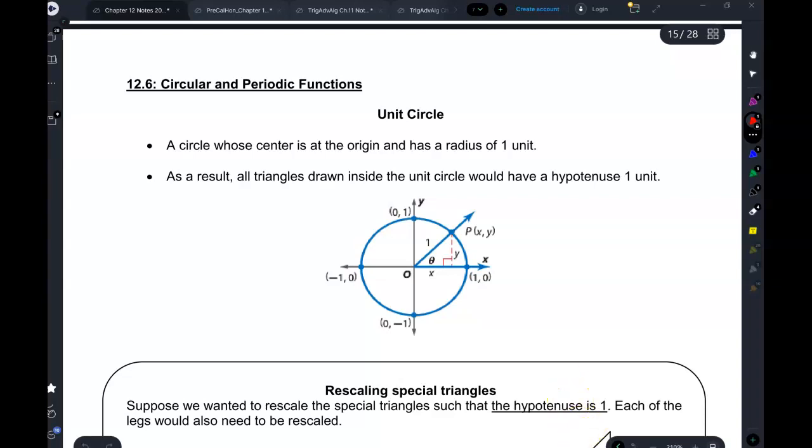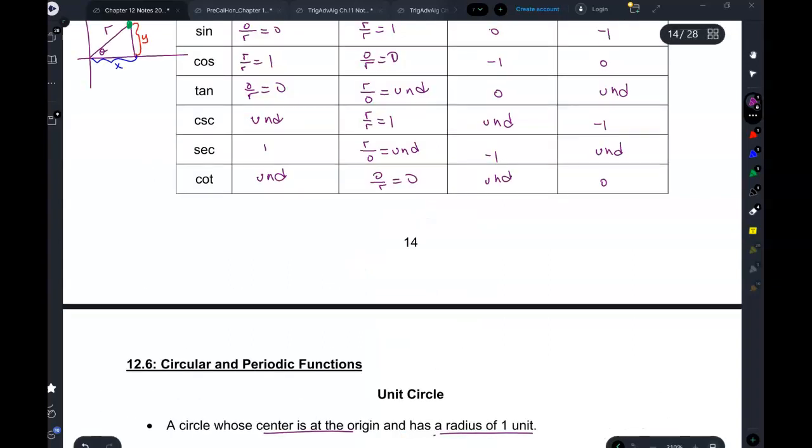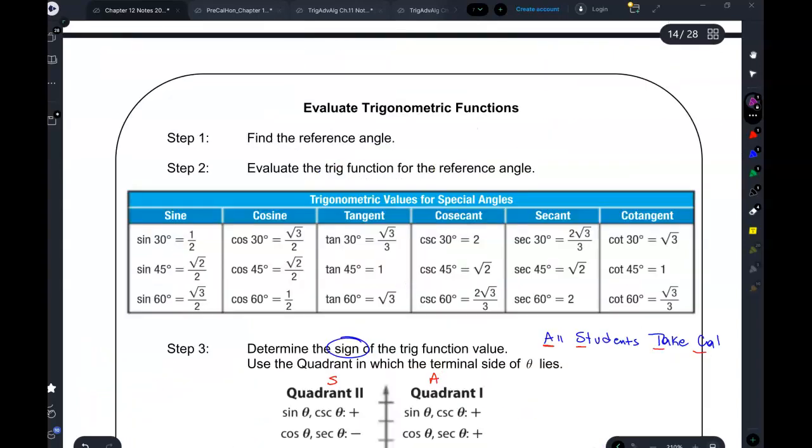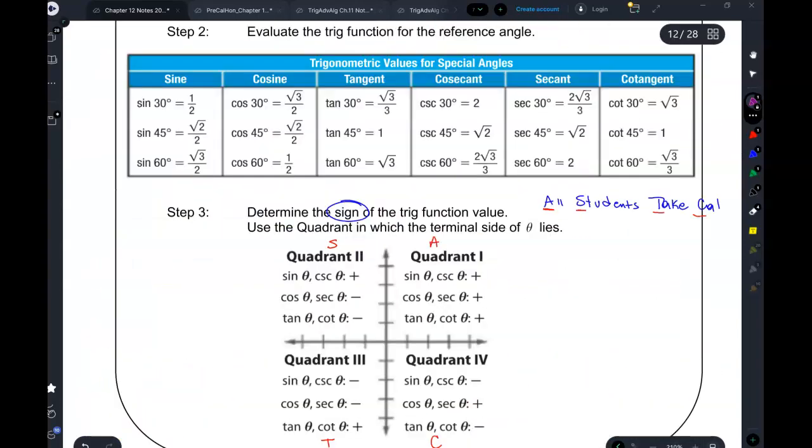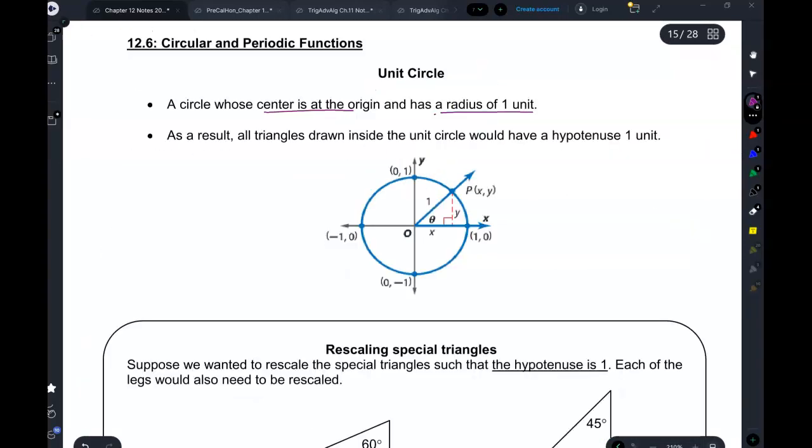So a unit circle is basically a circle whose center is at the origin and that it has a radius of 1 unit. Okay? All right, so that's fine. However, all of these triangles and stuff that we've been drawing, right? Like the special right triangles.